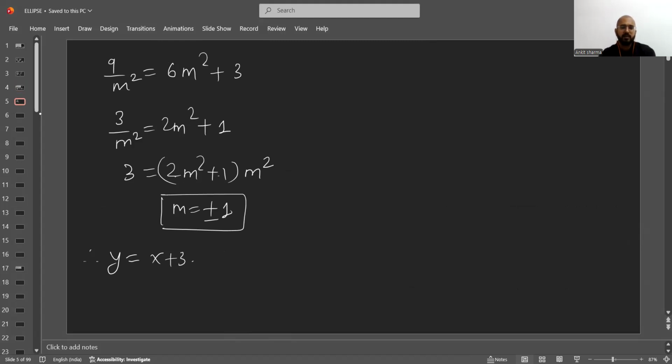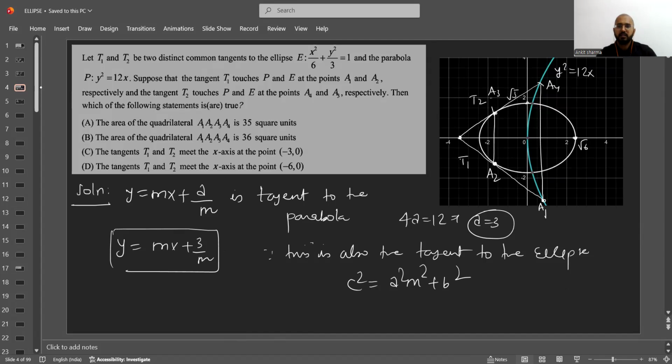Wait, that part is also not required because since we have m is equal to plus minus 1, this implies the product of slopes is minus 1. This implies tangents T1 is perpendicular to T2. So if T1 is perpendicular to T2, that means we know that these two are perpendicular tangents to the parabola. So they must be drawn from the directrix. So they will intersect on the directrix.